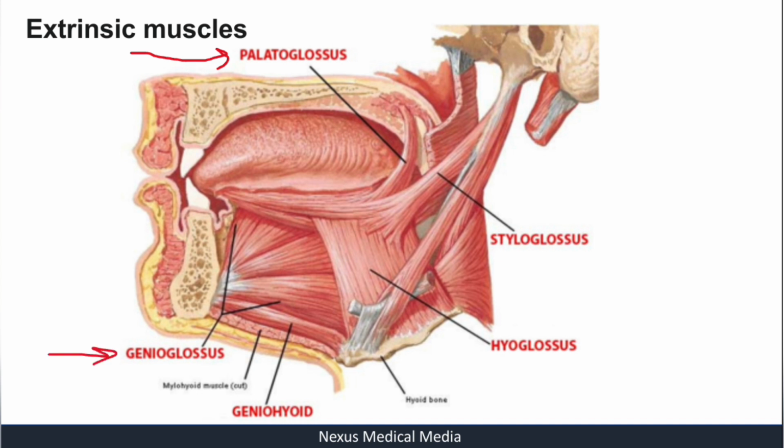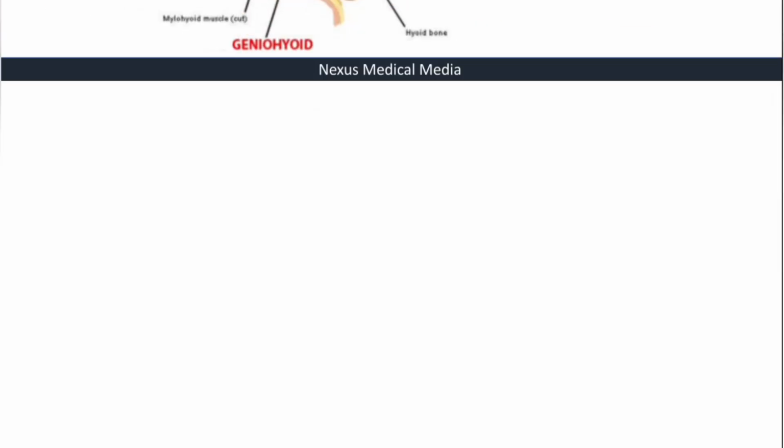Here you have the genioglossus. You remember, inside the angle of the mandible, you find the genius, right? So from that point, it's called the genioglossus. You can see here from the hyoid bone, you have the hyoglossus, and from the styloid process of the temporal bone, you find the styloglossus.